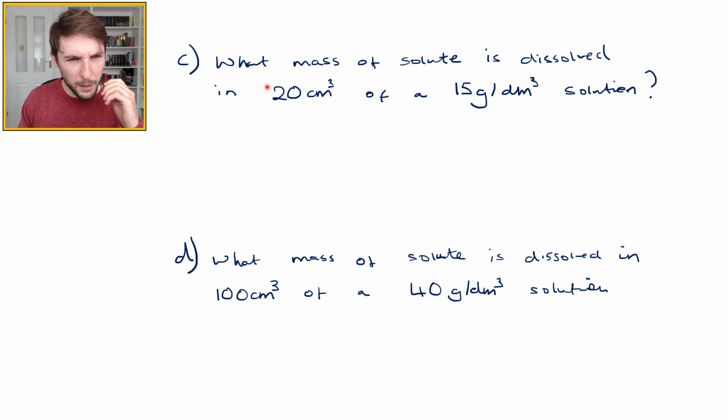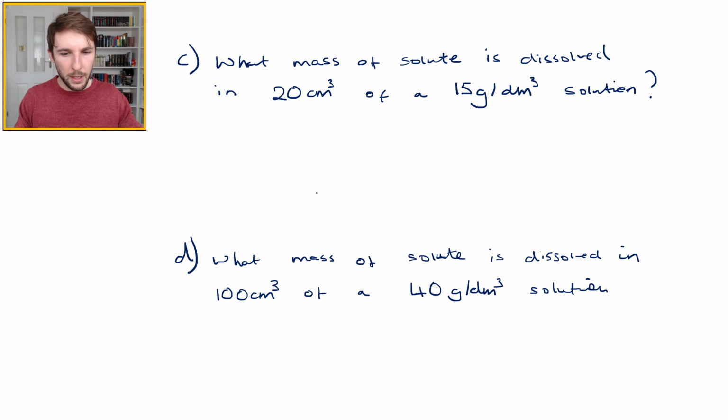Okay then, so the first problem says what mass of solute, that means the substance that's dissolved is the solute, is dissolved in 20 centimeters cubed of a 15 gram per cubic decimeter solution. So you've got a volume there, you've got a concentration there. Make sure you convert your volume before doing a sum. D, what mass of solute is dissolved in 100 centimeters cubed of a 40 gram per decimeter cubed solution. So pause the video, give these a go, see how you do.